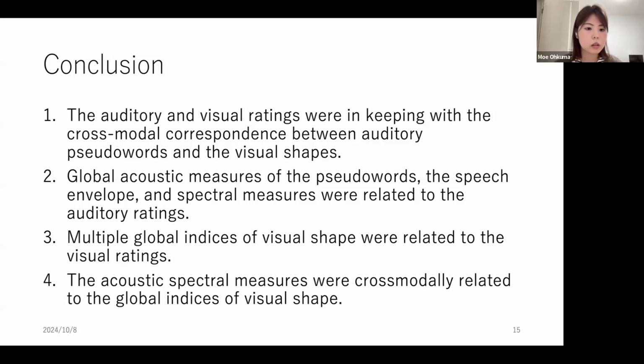Third, multiple global indices of visual shape were related to the visual ratings. Last, the acoustic spectral measures were cross-modally related to the global indices of visual shape.